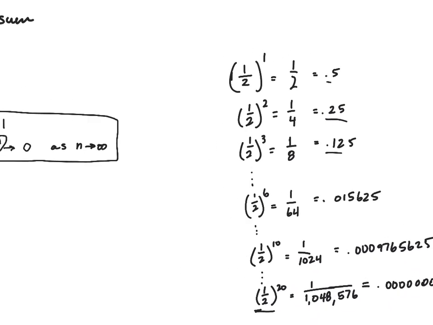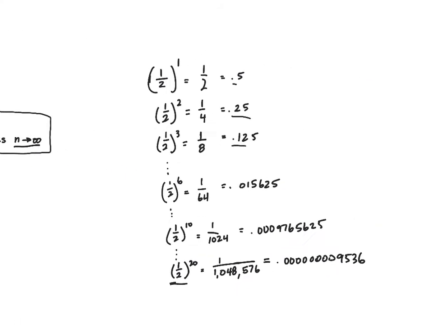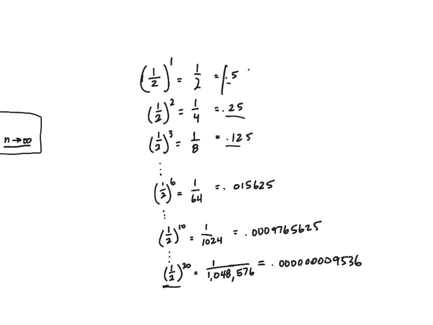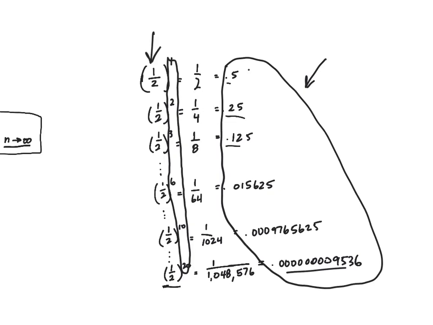What this statement means, r to the n approaches 0 as n approaches infinity. What I'm trying to illustrate is right here. These values are getting smaller and smaller, but they're approaching 0 as the exponent is increasing here. So as n approaches infinity, r to the n approaches 0, but that only works if r here is less than 1.